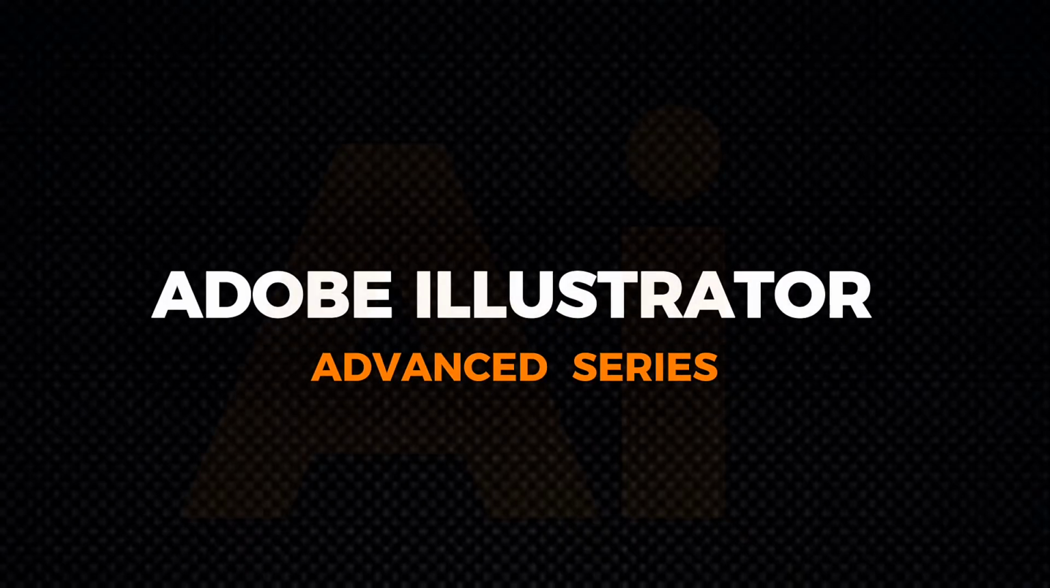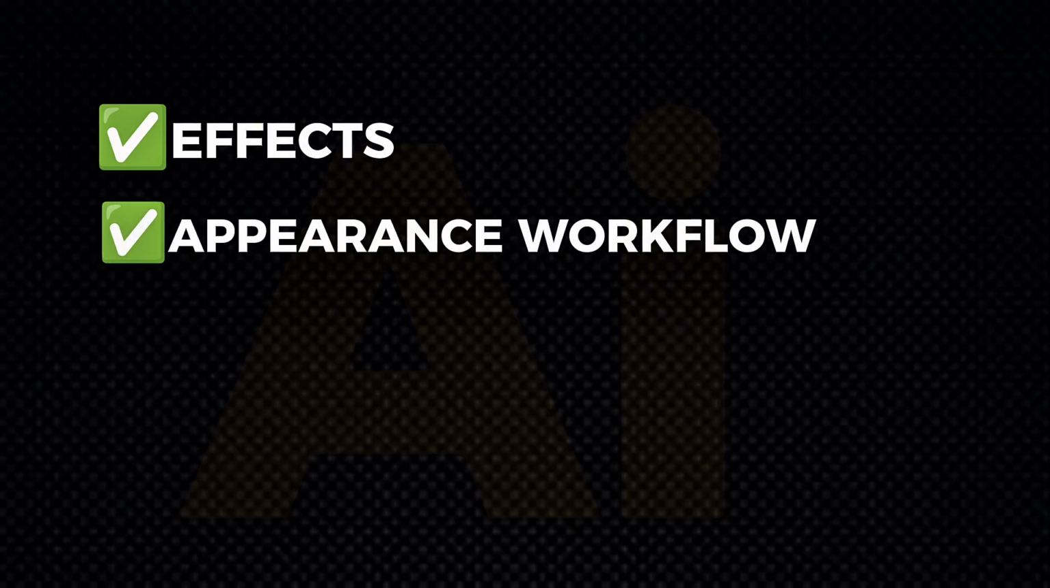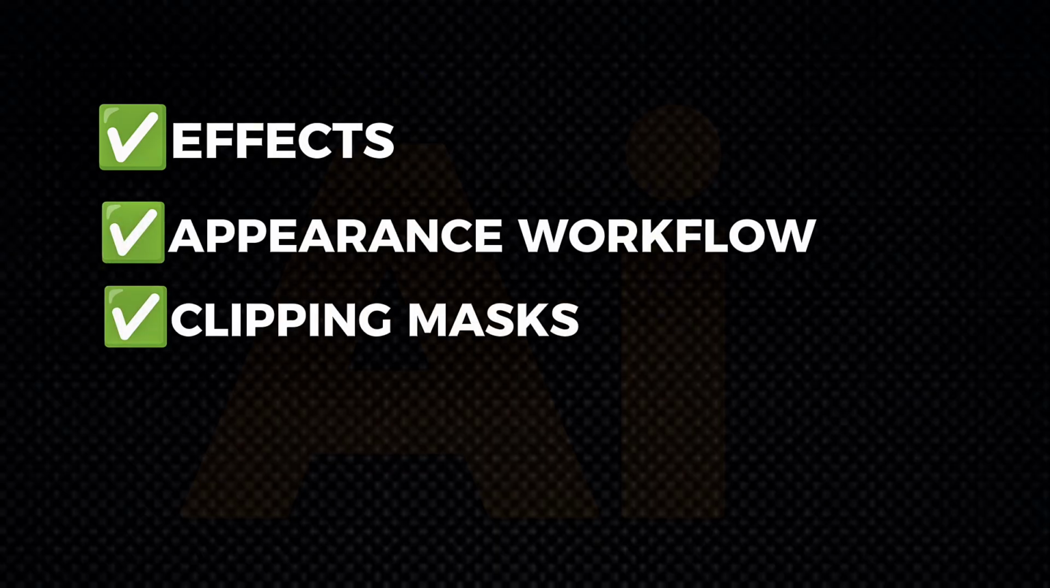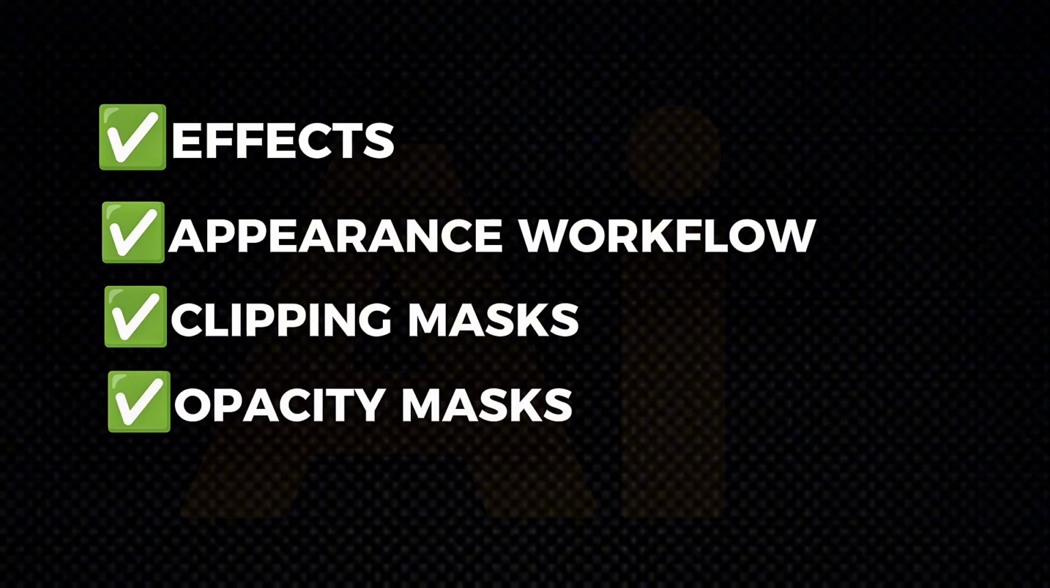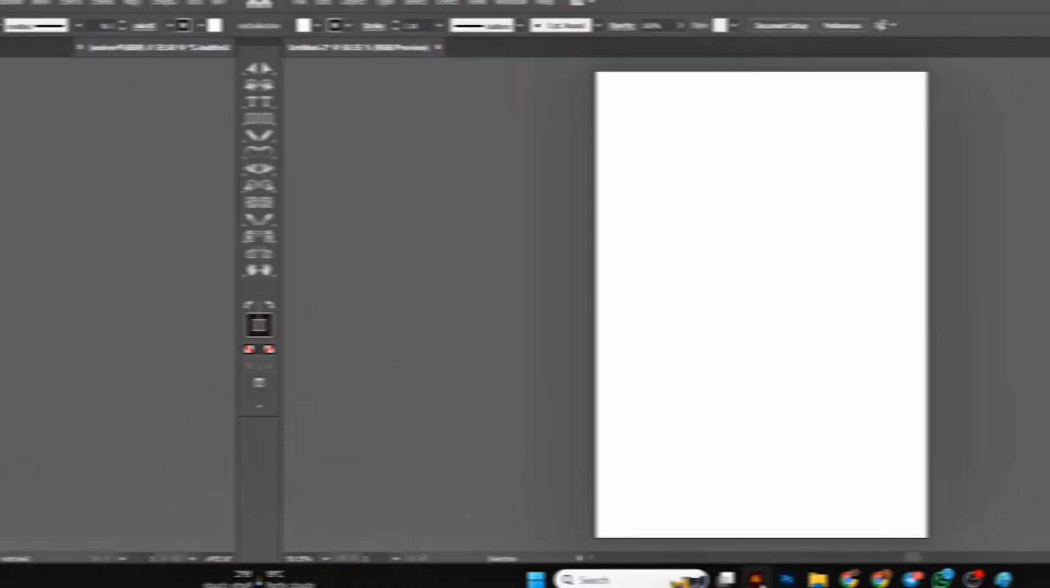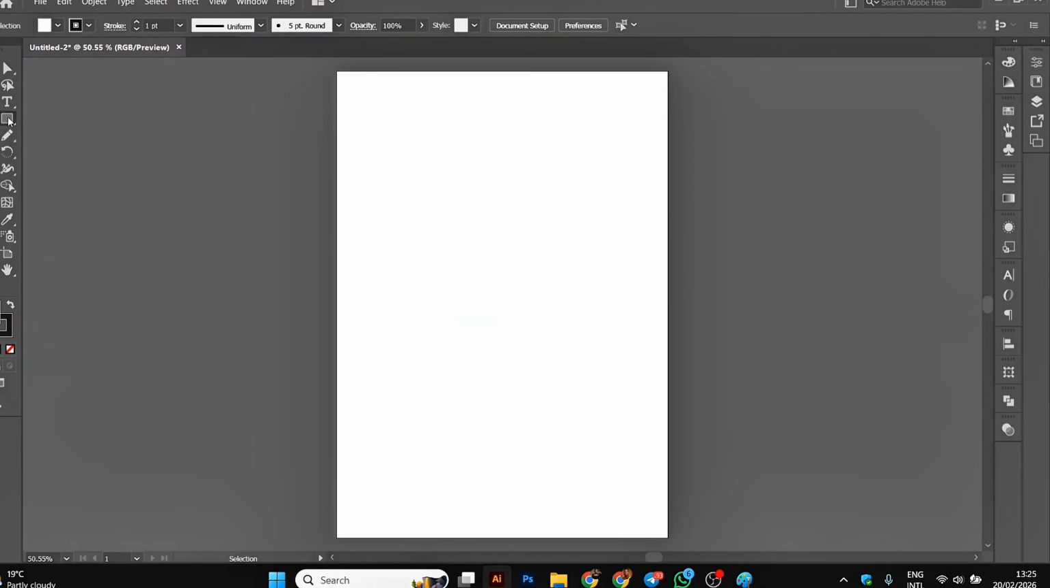In this lesson, we are going to learn about effects, appearance panel workflow, clipping masks, and opacity masks. So let's get started. First, let's start by drawing a simple shape. So we go to the rectangle tool, click on it, and then drag and draw.